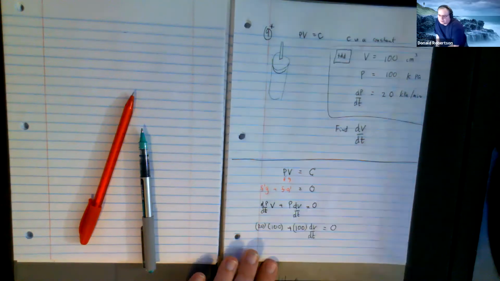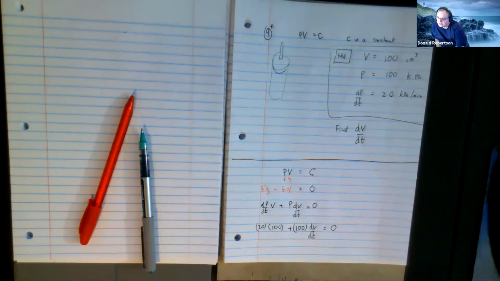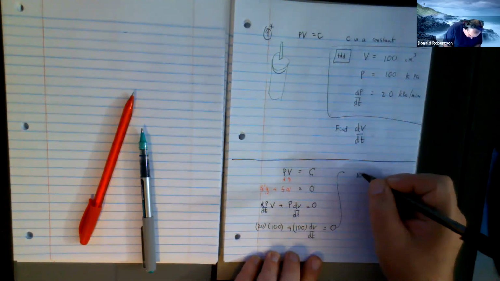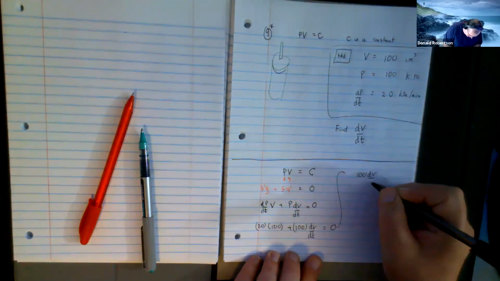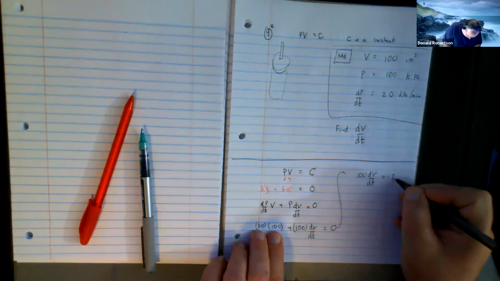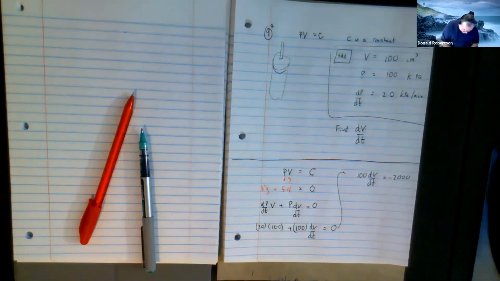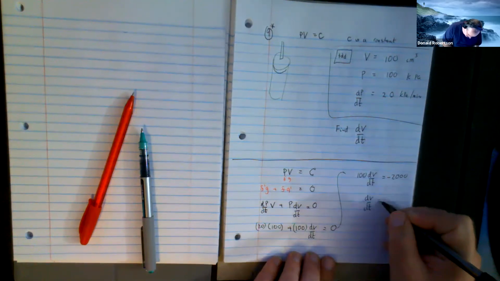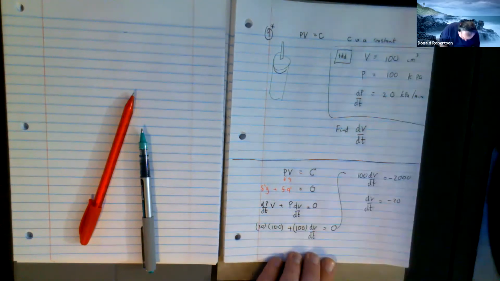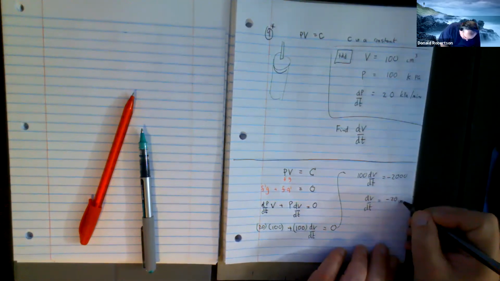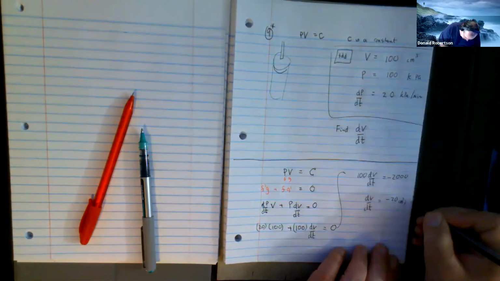Yeah, do you see that's coming out really quite neatly, right? There's not an awful lot happening here. That's 2000. So I'll do it up here. So I have 100 dV by dt, plus 2000, equals 0. Which I'm now going to subtract from both sides. And then divide. And the units were cubic centimeters, because it's a volume per minute.